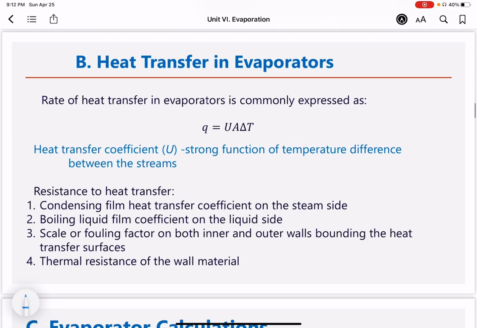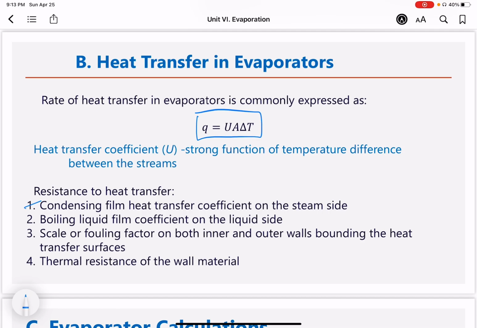Again, the usual, of course, is expressed as Q is equal to UAΔT. And your U here, of course, is a strong function of the temperature difference between the streams. And there are resistances to heat transfer in evaporators. One is the condensing film heat transfer coefficient on the steam side of the exchanger. Second is the boiling liquid film on the liquid side, again, of the heat exchanger.